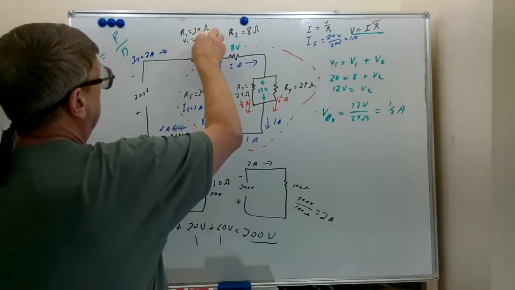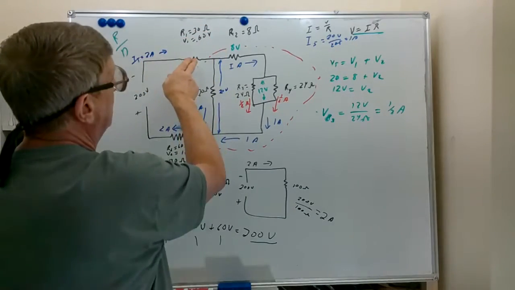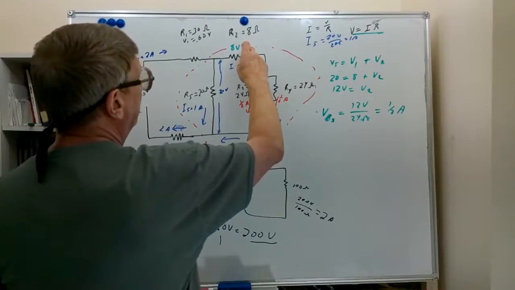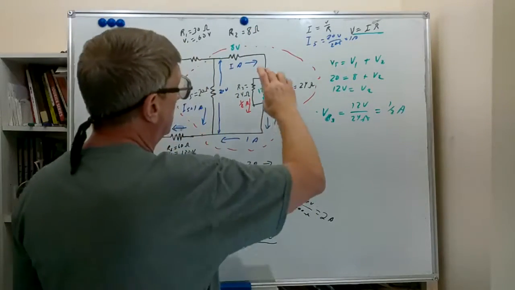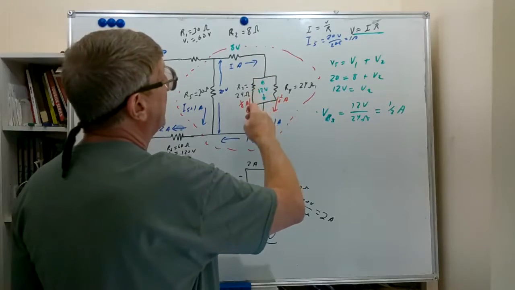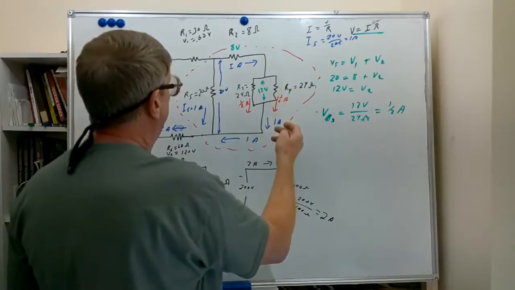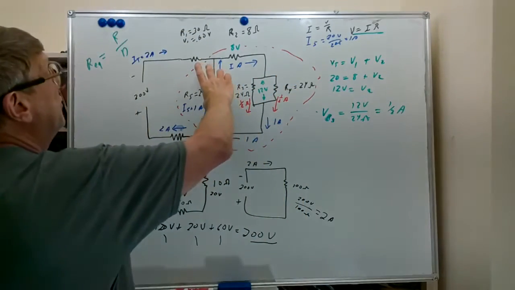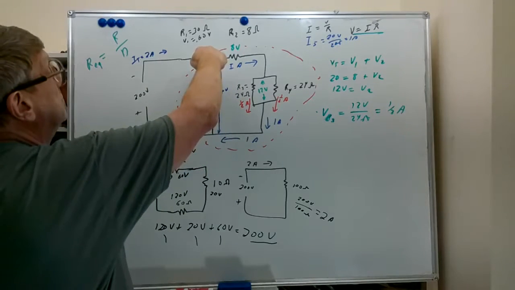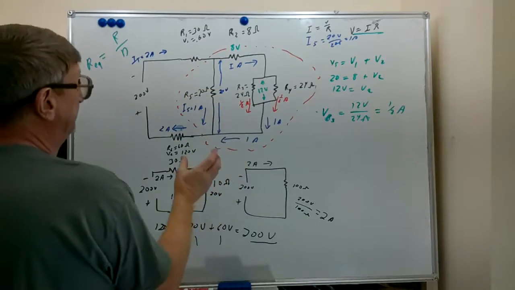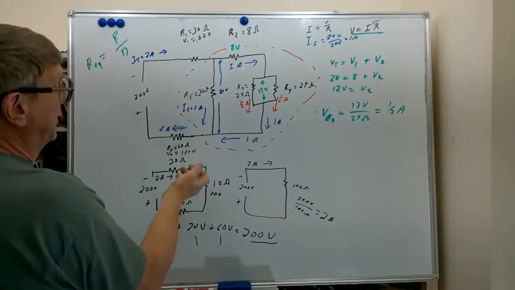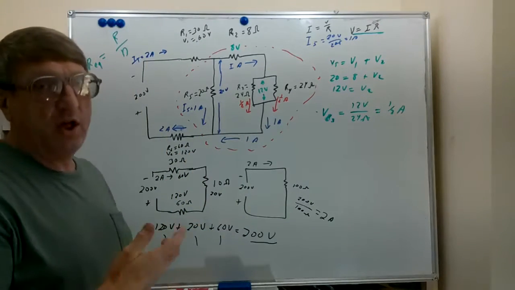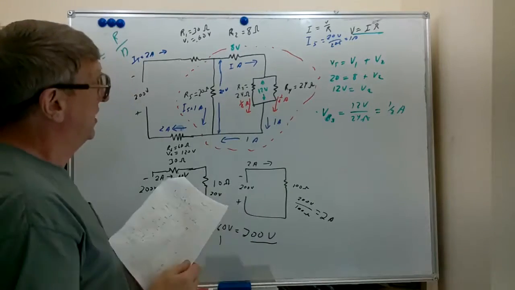We have 60 volts, 30 ohms, 2 amps. 8 volts, 1 amp, 8 ohms. 12 volts, 24 ohms, a half an amp. 12 volts, 24 ohms, a half an amp. 20 volts, 20 ohms, 1 amp. And we had 1 amp times 60 volts to get 120 volts. We've calculated all voltages and all currents in this circuit.